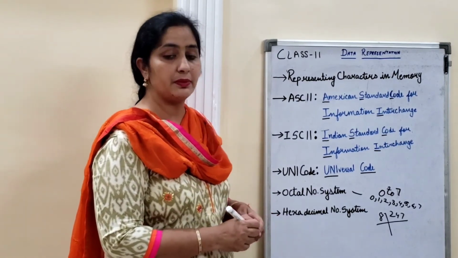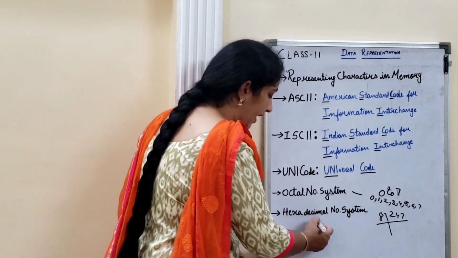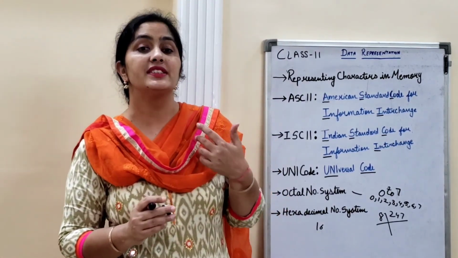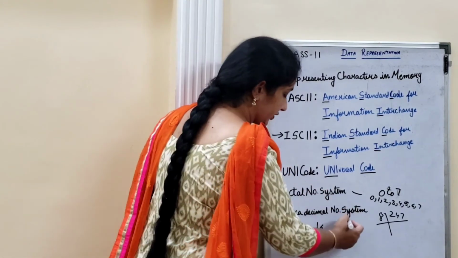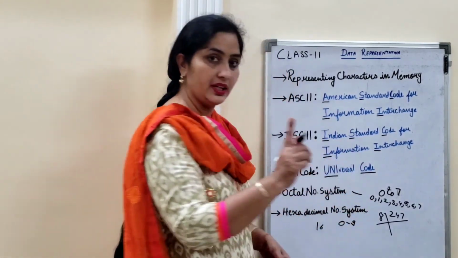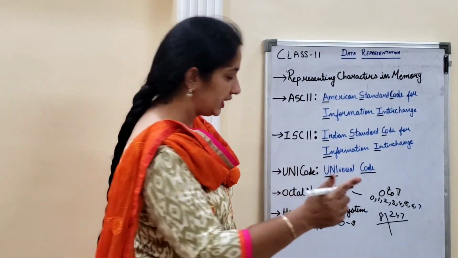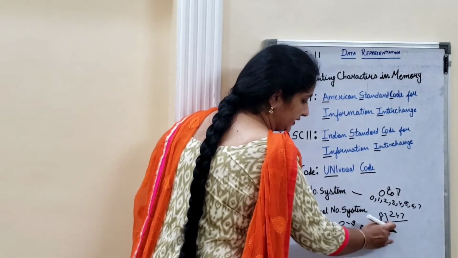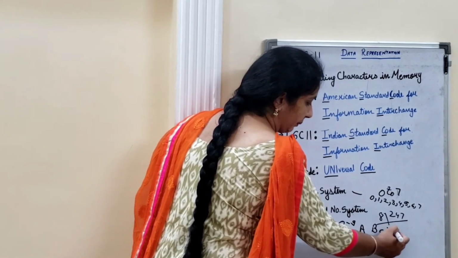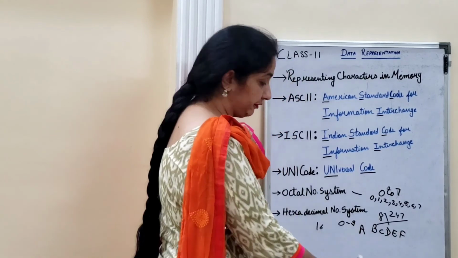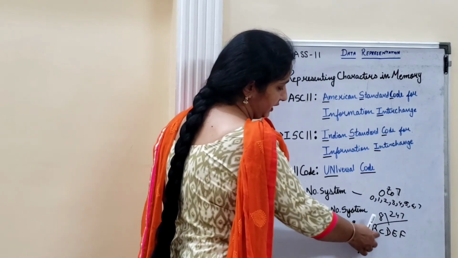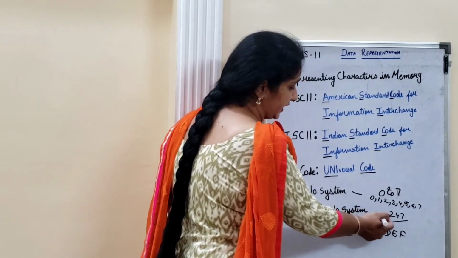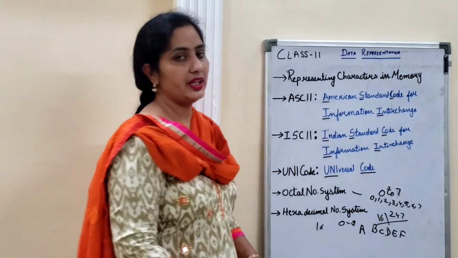Similarly, we have hexadecimal. In hexadecimal, we have 16 numbers. Now you will say we have only 10 numbers. How we will represent 16 numbers? So that is very simple. 0 to 9 will be 10 numbers. After numbers, it is going to take capital A, capital B, capital C, capital D, capital E, capital F. That is 10, 11, 12, 13, 14, 15, 16. If you want to represent any number in hexadecimal, just divide it by 16.